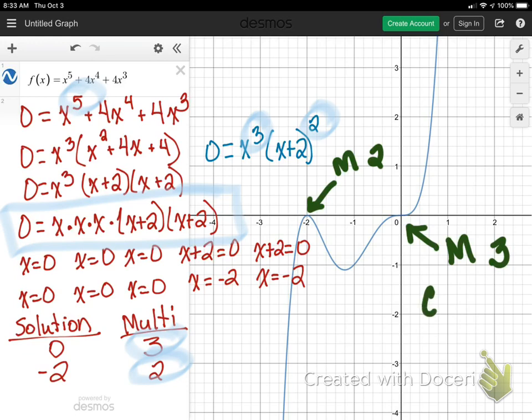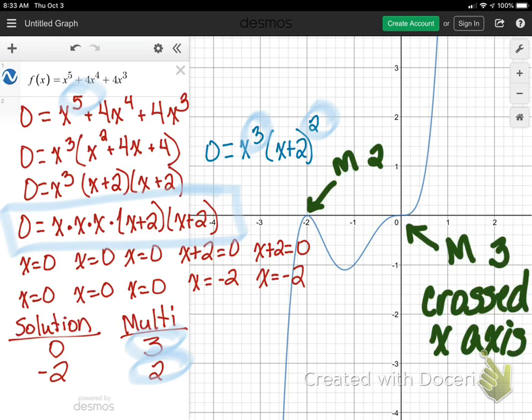It still crossed the x-axis, but it definitely did a different movement there. Okay? It crossed the x-axis, but it ran tangent to it and then kind of went off at a different shape. Okay? When it was just a multiplicity of 1, we just go straight through it, and it's a little cleaner.